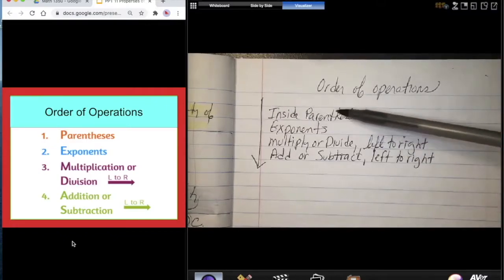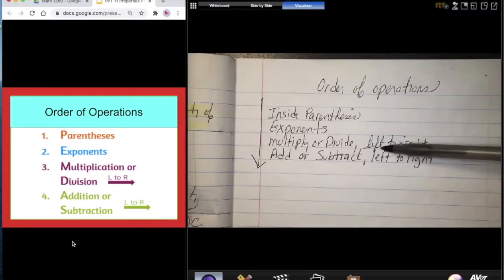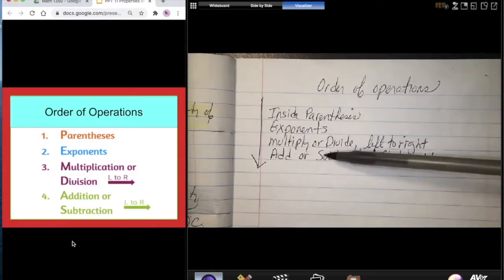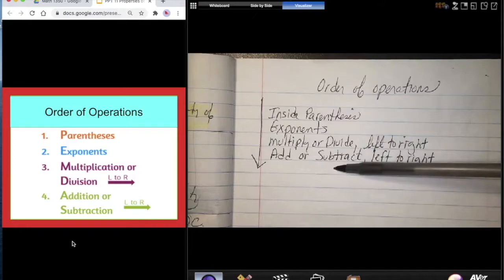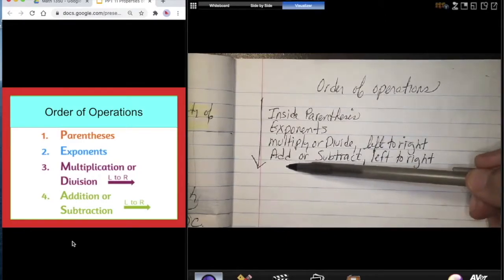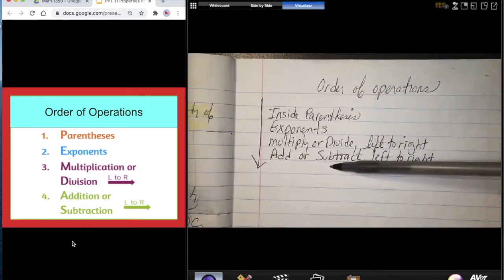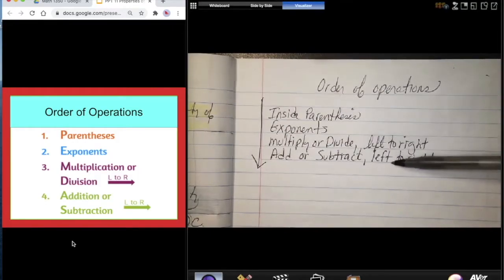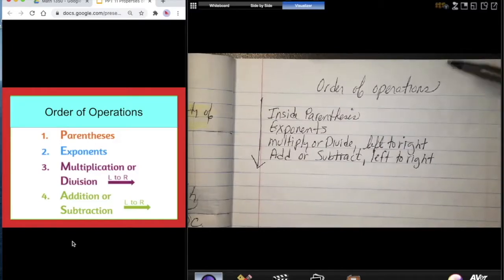If you were to have 2 parentheses, you would do the one on the left first. Always left to right. The last thing we do is add or subtract, again, depending on the order of the problem. Sometimes you may add first, sometimes you may subtract first. It just depends on the order left to right.